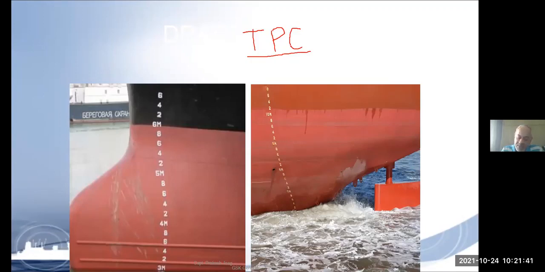Now, already we have seen the draft of the ship, air draft, under keel clearance, and freeboard. So these dimensions we have seen and you have understood. With this, I will go ahead. Can I go ahead?